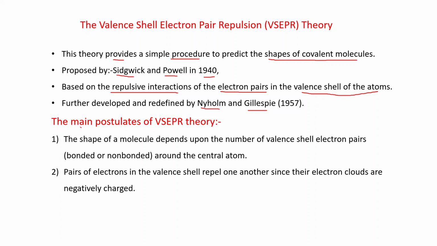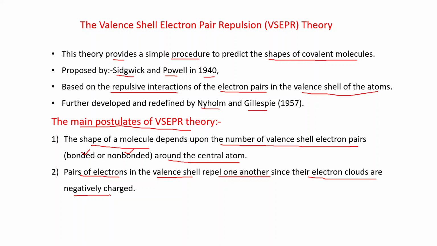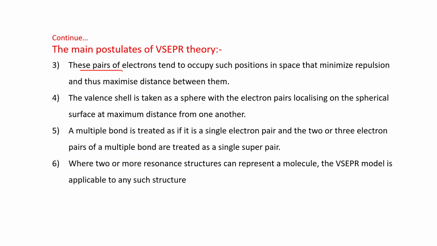Now, the main postulates of VSEPR theory. The shape of a molecule depends upon the number of valence shell electron pairs, bonded or non-bonded, around the central atom in a molecule or in a polyatomic ion. Pairs of electrons in the valence shell repel one another, since their electron clouds are negatively charged. These pairs of electrons tend to occupy such positions in space that minimize repulsion and thus maximize the distance between them.